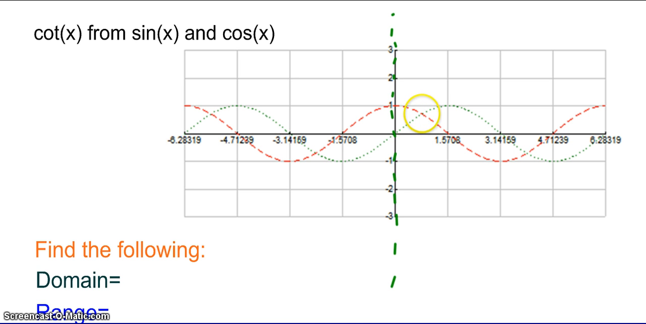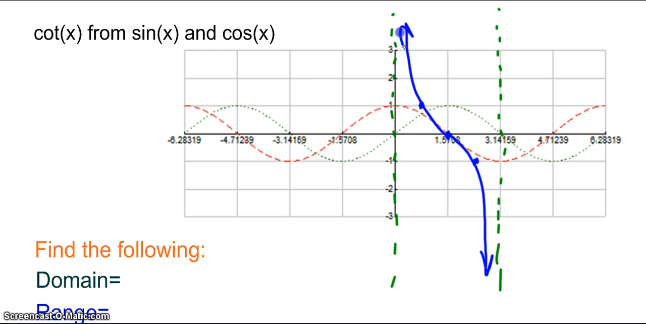Here at pi fourths, they have the same values, so that's going to be positive 1, if I divide any two numbers that are the same. Here I'm going to divide 0 by 1, so that's going to be 0. Here at 3 pi fourths, they're going to have the same value but opposite sign, so that's going to be negative 1. And then again, at pi, I'm going to be dividing by 0, so that's going to be undefined, or an asymptote. Now, just like with tangent, we could have plotted other points, but we can get the general idea of what the graph looks like.